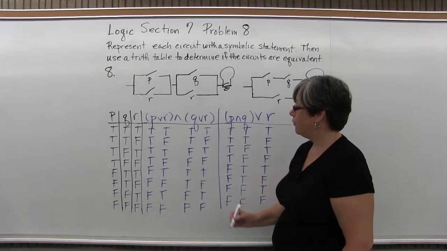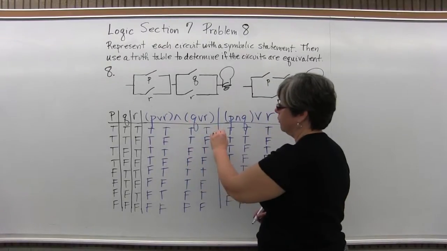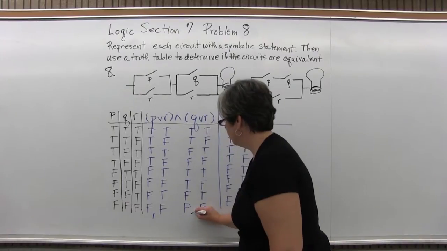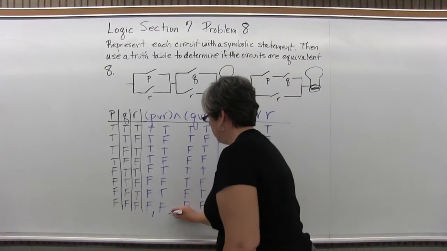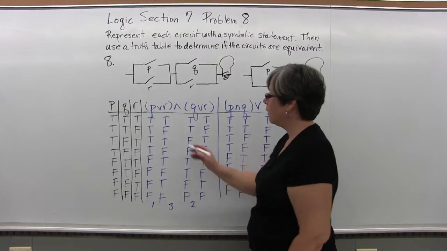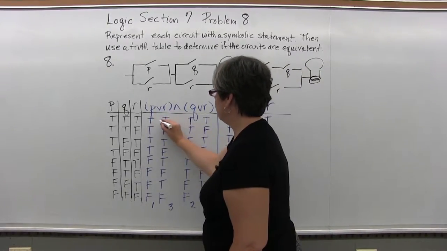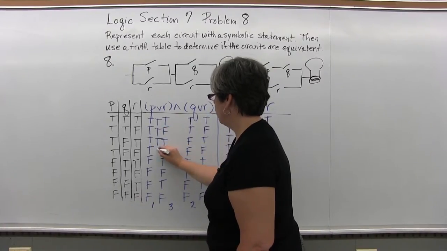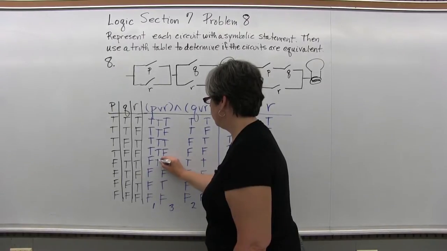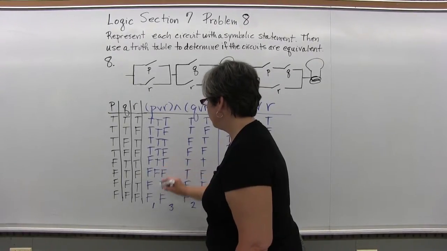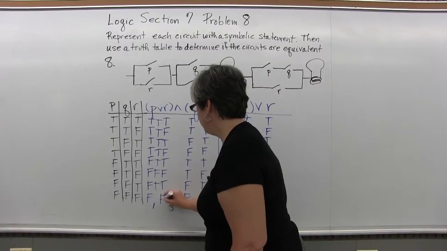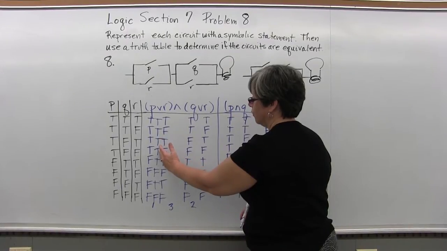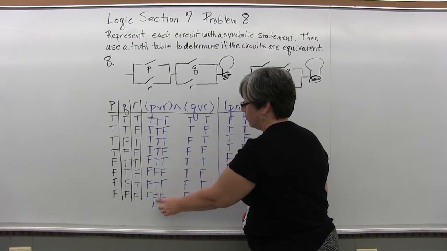So looking at the first symbolic statement for the circuit diagram, we need to do inside the parentheses first, so that'll be 1 and 2, and then the AND at the end will be our final answer column, 3. So P or R, true or true is true, true or false is true, true or true is true, true or false is true, false or true is true, false or false is false, false or true is true, false or false is false. So we have true, true, true, true, true, false, true, false.